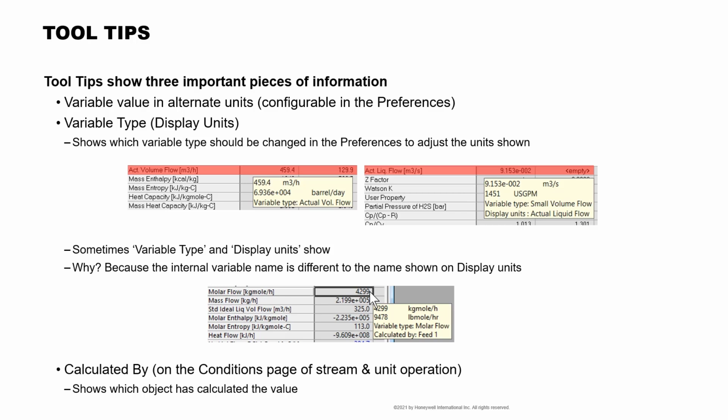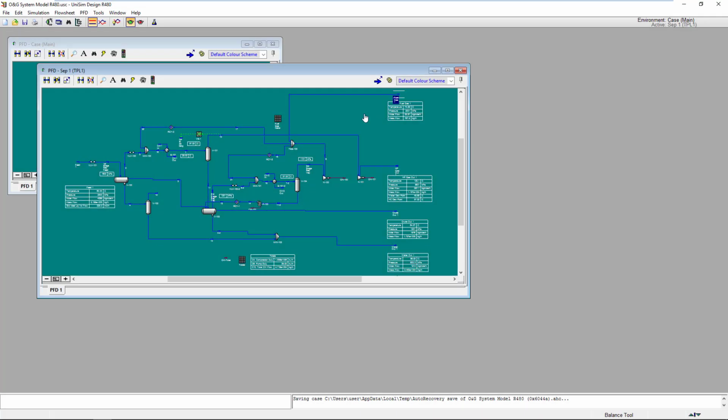And also for the conditions page of streams and unit operations, you see the calculated by being displayed as well. So this is useful because it tells you which object is calculating that value. So in the small screenshot here, we can see that in this case for a stream, the molar flow is being calculated by feed1, and actually feed1 was the name of this stream. Let's open up one of the streams in our separation subflow sheet in our demo model.